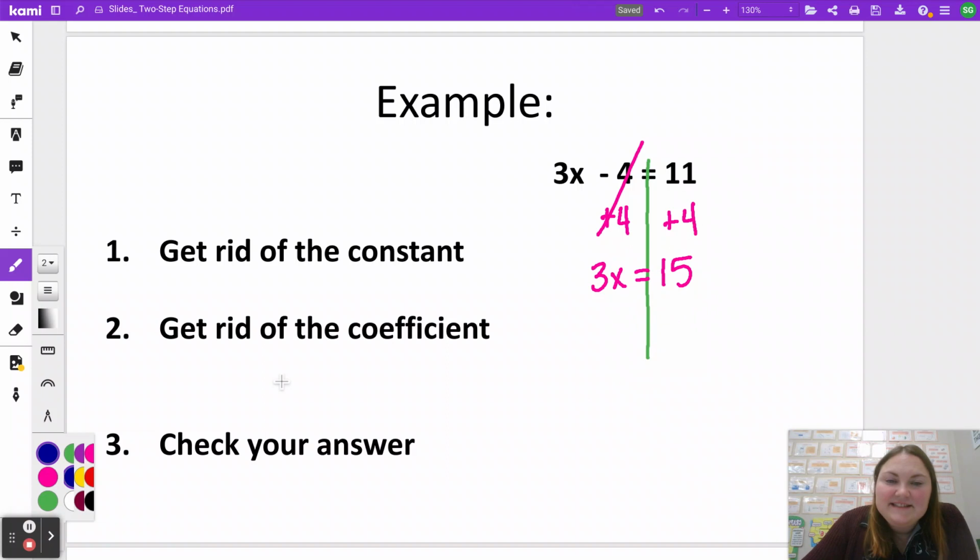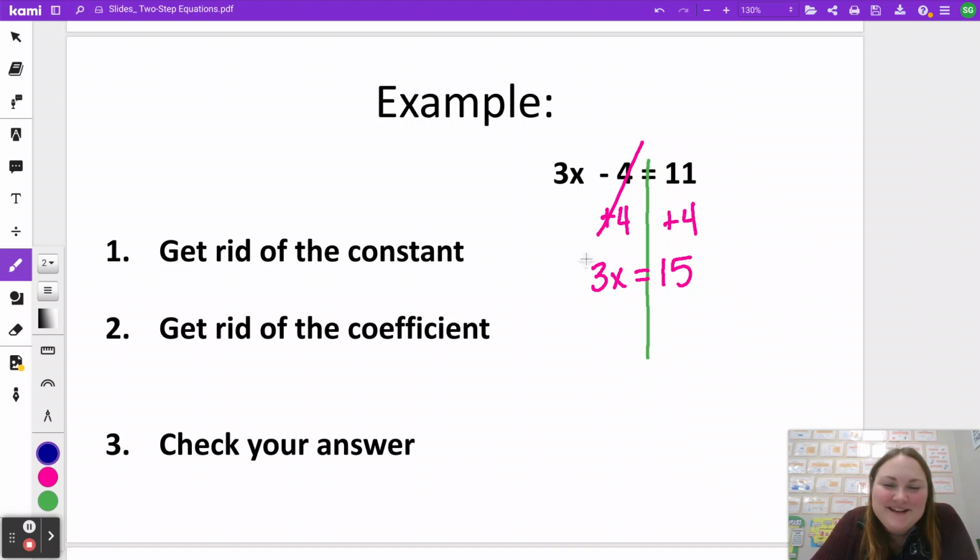The difference is yesterday we only had to do one step, and our equation was solved. But here, notice, I'm not done, because our goal is to say x equals a number. But here, I don't have x equals. I have 3x equals. So there's still a second step to do. Hence why these are called two-step equations.